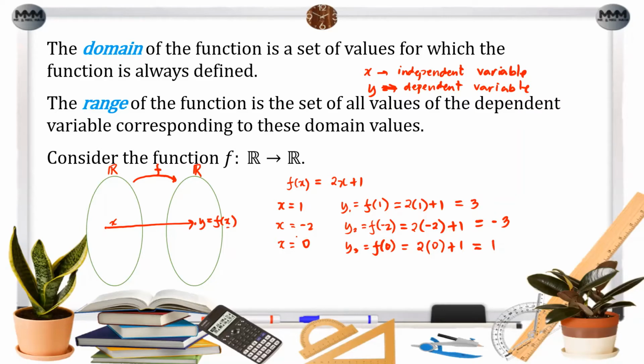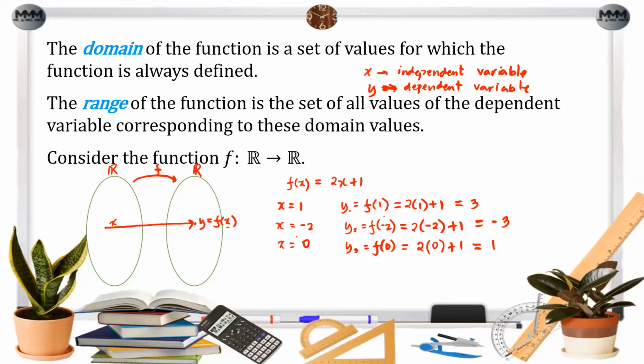Hence, here, in our illustration, it's very clear that x is the independent variable, and y is our dependent variable. So the resulting y depends on the assigned value to x. Okay?